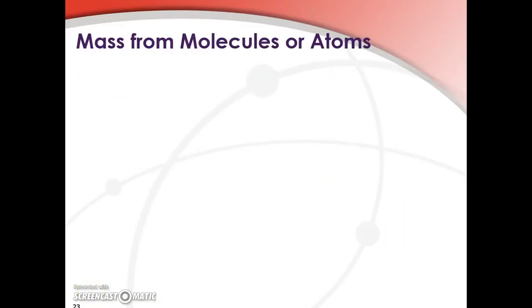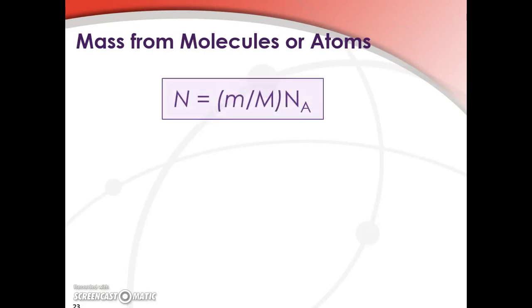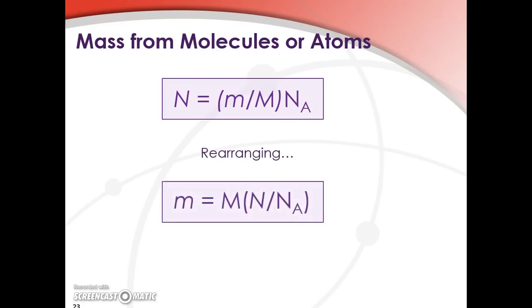Okay, so in that problem, we did a quick derivation of mass from molecules or atoms, but it's a good idea for us to quickly cover the derivation of that for your notes. So in the previous example, we had N equals m over M times Avogadro's number to get the number of entities from the mass. And we can simply rearrange this to get mass from the number of molecules divided by Avogadro's number times the molar mass. And so this is another tool to have in your quiver.